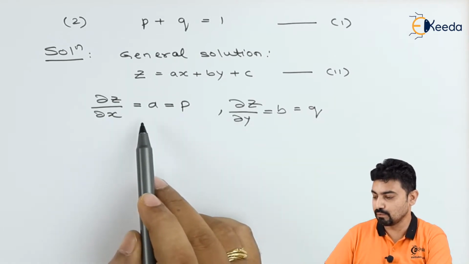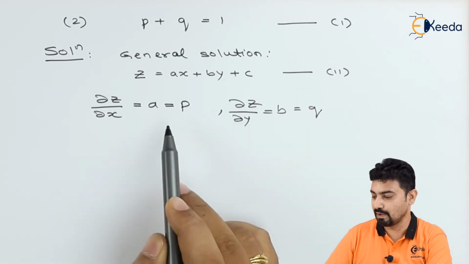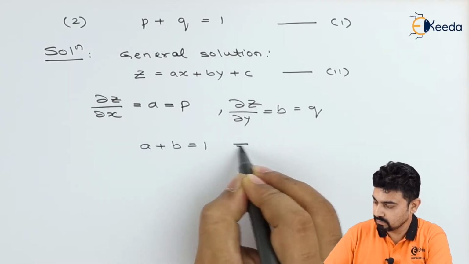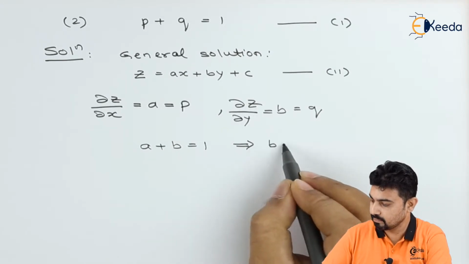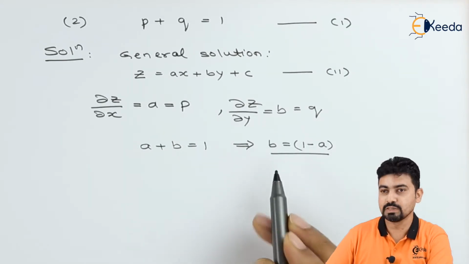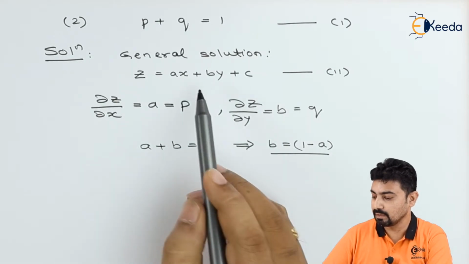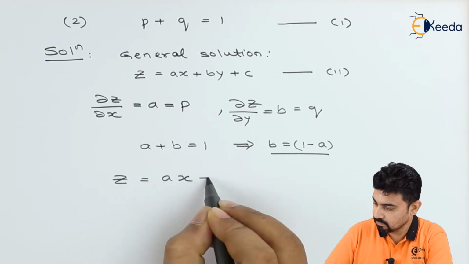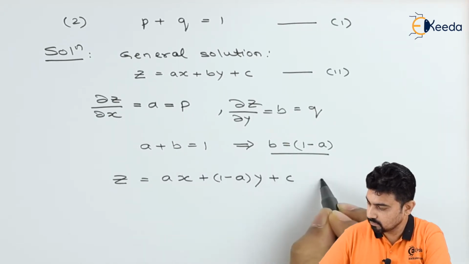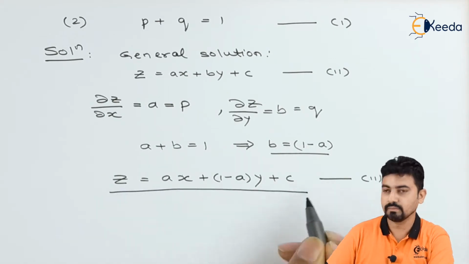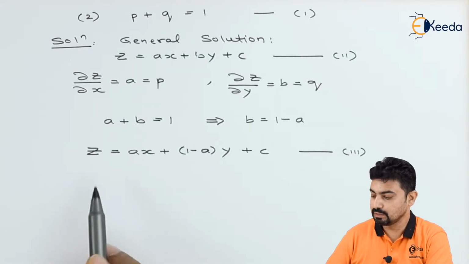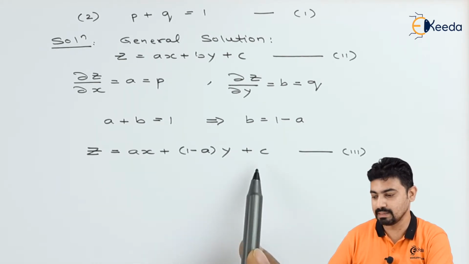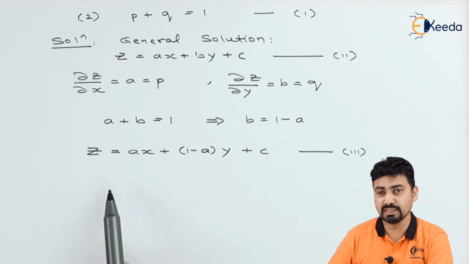So substituting values of a and b as the values of p and q in equation 1, we get, which further implies, substituting this value of b in our general solution of z, what we get is, so now we have got the general solution, that is z is equal to ax plus 1 minus a into y plus c, that is equation number 3. This is our general solution.